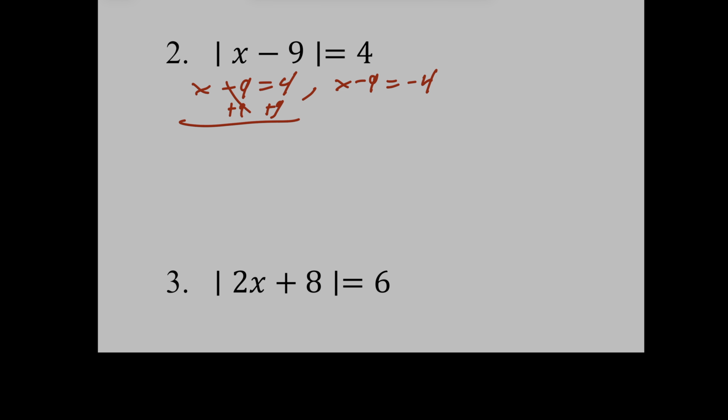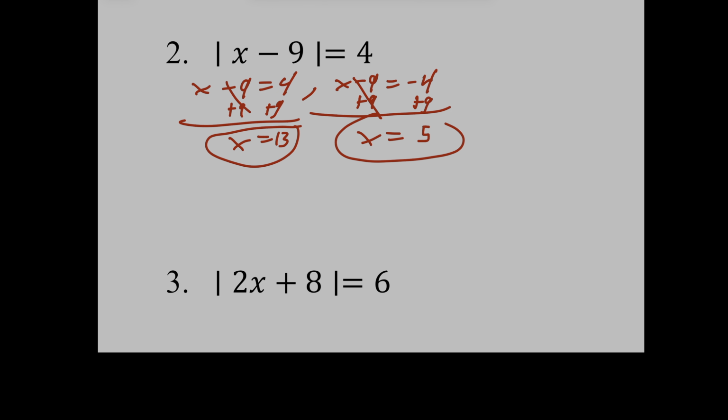Okay, I'm going to get x equals 13. And then on the other one, when I add 9 to both sides, I'm going to get x equals, signs are different, subtract, keep the sign of the bigger number, which is positive.